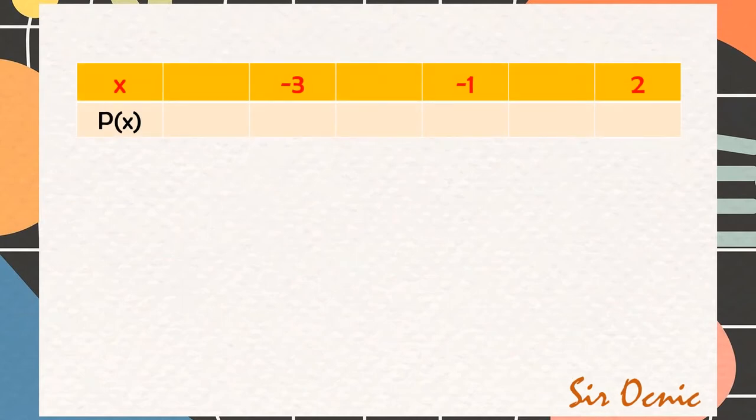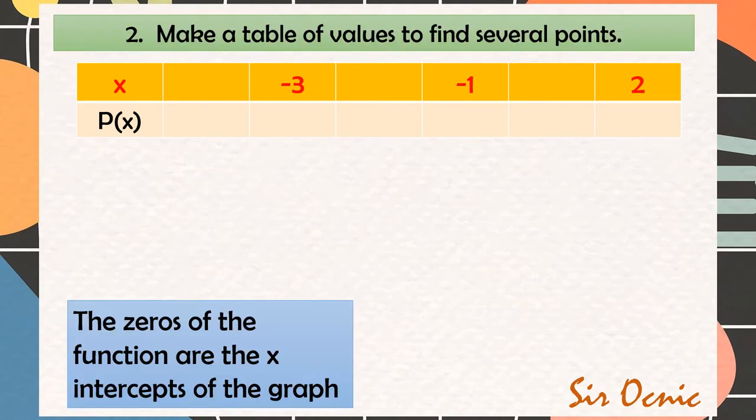Using the zeros, let us have a table. Negative 3, negative 1, and positive 2 are included in the table, since they are the zeros of the function. Let us insert numbers in between the zeros of the function. The zeros of the function are the x-intercepts of the graph. Therefore, for each value of x in each zero, p of x is equal to 0. Let us insert negative 4, negative 2, and 0 in the table.